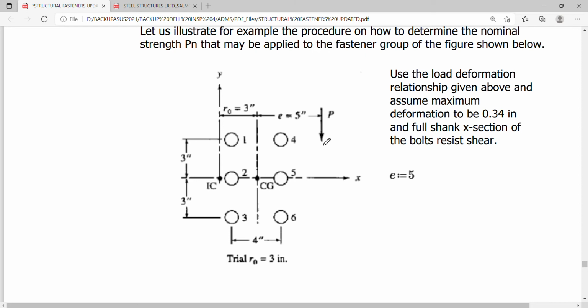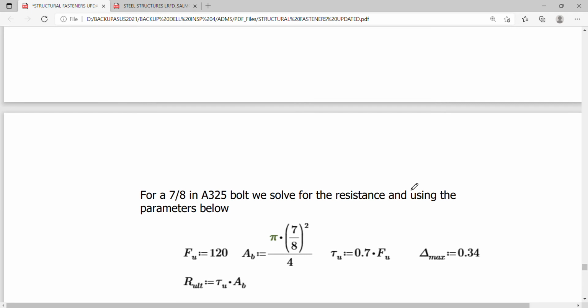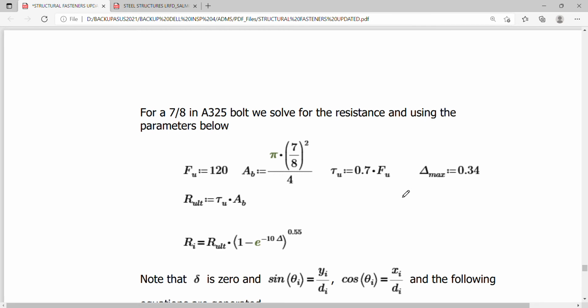Okay, so the location of bolts 1 to 6 is determined by simple dimensional description here, the centroid of which is exactly at the middle, and the eccentricity from the center of gravity of the vertical load P is given to be 5 inches. So for a 7/8-inch A325 bolt, we solve for the resistance using the parameters below. Take note that Fu is simply 120 for an A325 bolt.